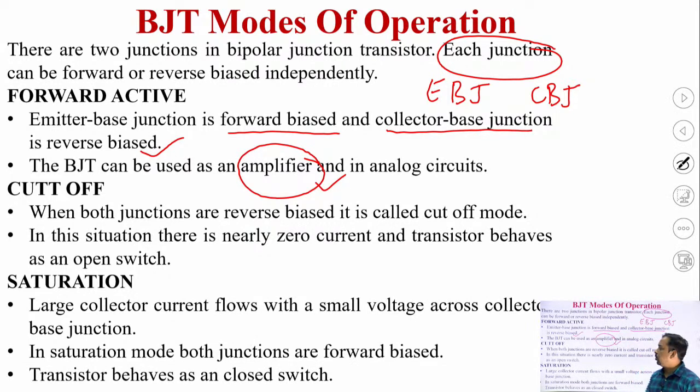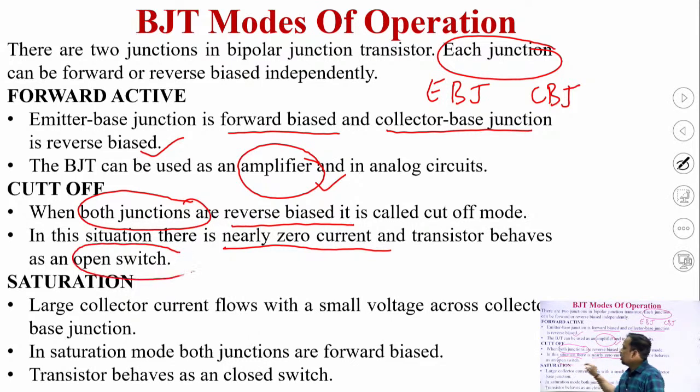Next is the cutoff mode, when both the emitter base junction and the collector base junction are reverse bias. Then we can say that there is no current flowing through the transistor, and the current is nearly equal to 0. And we can say that the transistor is basically working as a switch, and when there is no current flowing through the switch, it can be treated as an open switch.